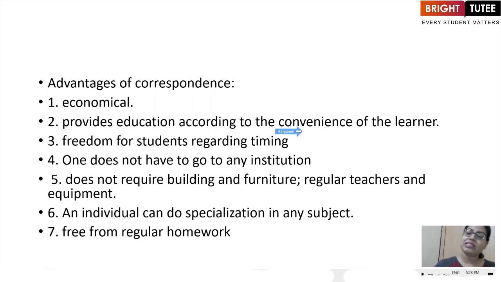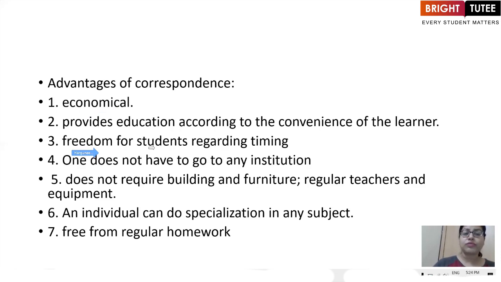This is exactly what self-paced learning is. Some weeks you may be putting in a lot of hours, some weeks you may not be able to put in many hours. So it's as per your convenience. Economical also, I would want to bring one point over here: because you're not commuting to the university every day, that saves a lot of petrol, and money in that matter.